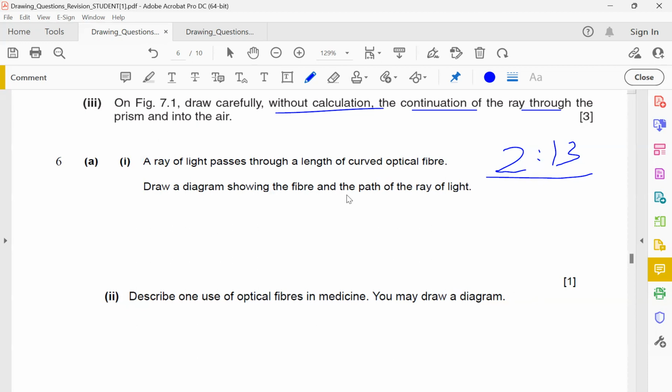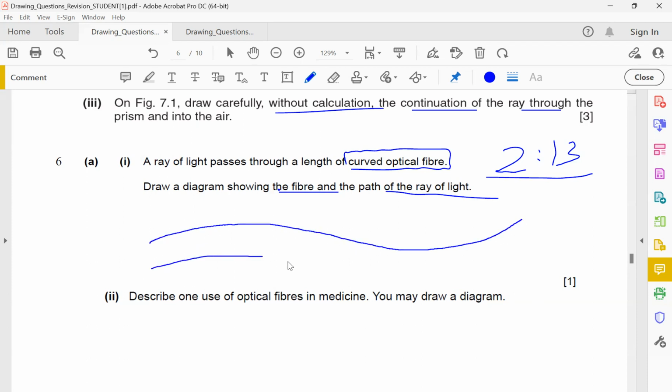So question number 6. It says that a ray of light passes through a length of curved optical fiber. Draw a diagram showing the fiber and the path of the ray. This one here is obviously your optical fiber drawing, which you're supposed to draw a slightly curved length of wire, right? And then you're supposed to have total internal reflection occurring inside. What's the application of optical fibers that we use most commonly right now? Endoscope and internet cable providers, your telecommunication, guys.